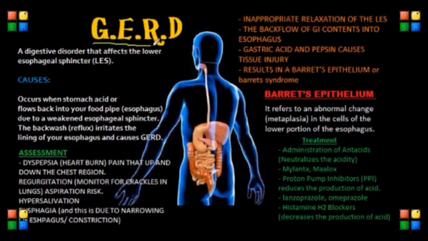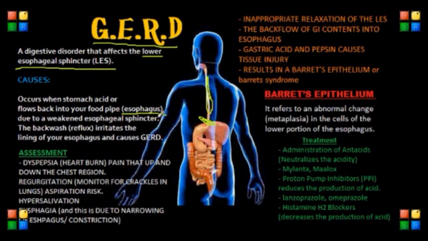This is a quick review about GERD, or gastroesophageal reflux disease. So, gastroesophageal reflux disease, or GERD, is a digestive disorder that affects the lower esophageal sphincter, or LES, which is basically the ring of muscles between the esophagus and the stomach. And basically, what occurs is that stomach acid or stomach content flows back into the food pipe, or what we call the esophagus, due to a weakened esophageal sphincter.